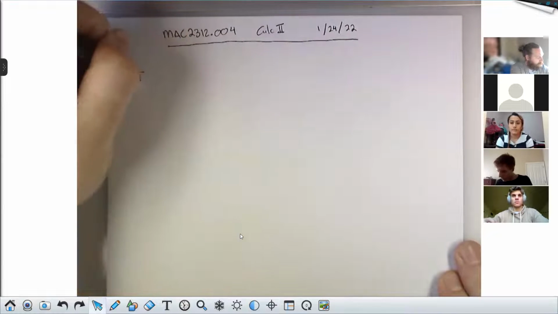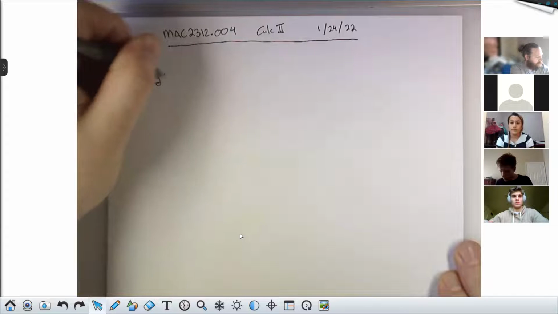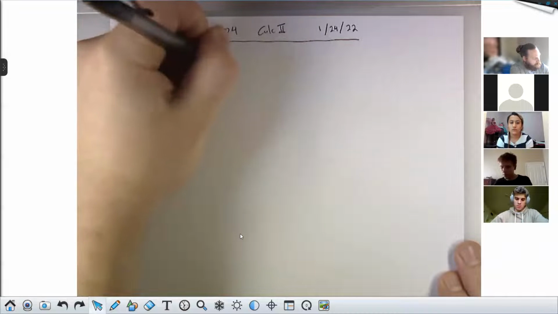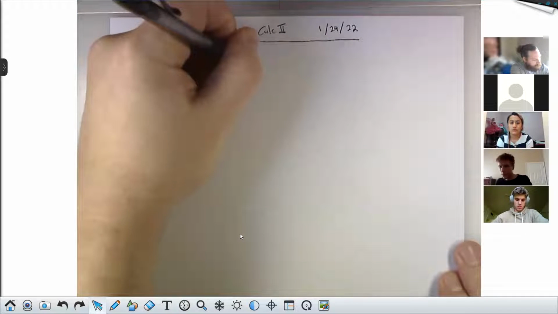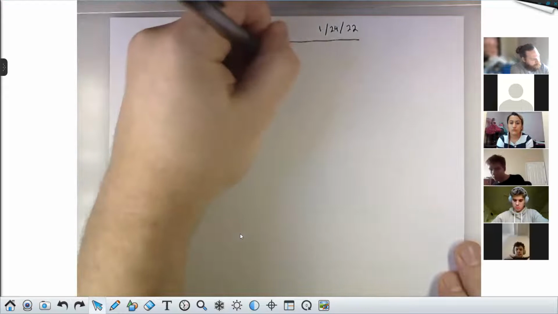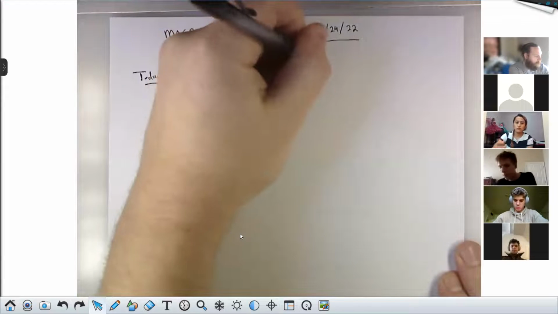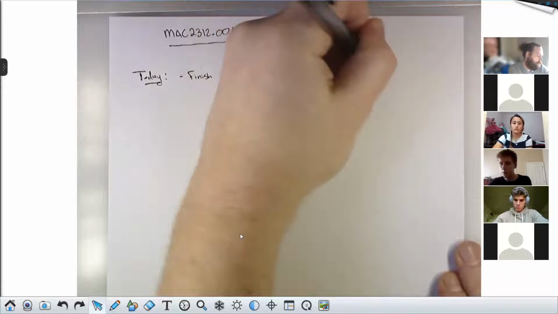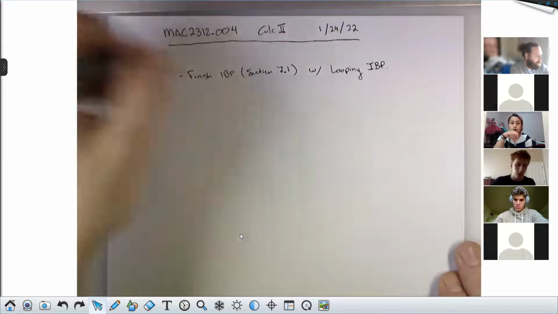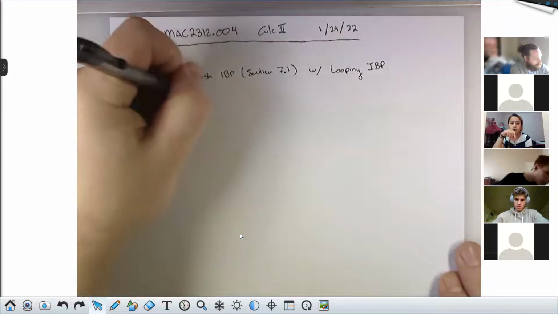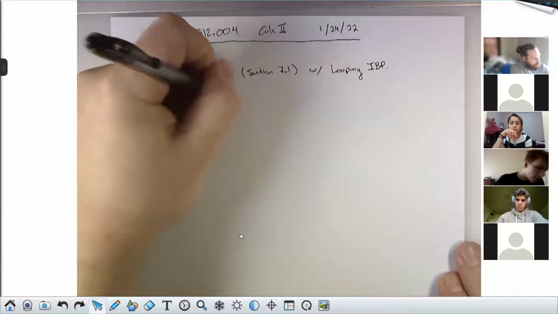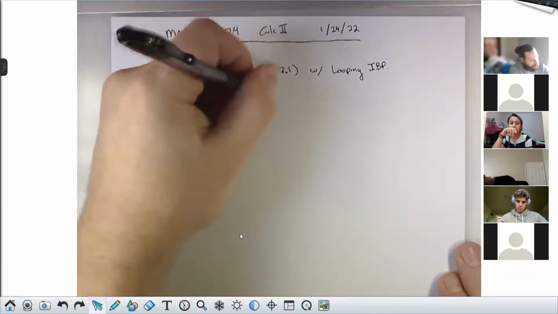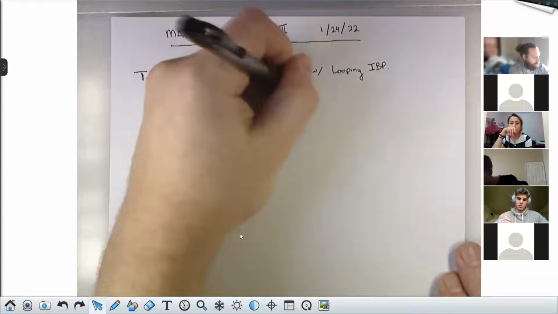And as promised, today we finish integration by parts, which was section 7.1, by talking about looping integrals or looping IBP. And then we're also going to begin the section on trig integrals, which is section 7.2.